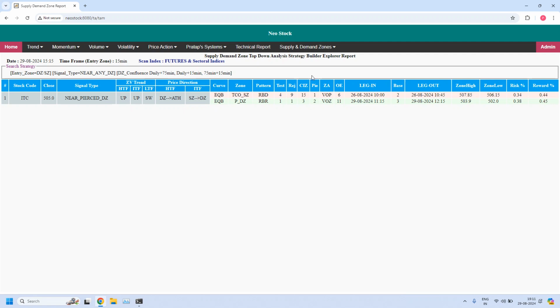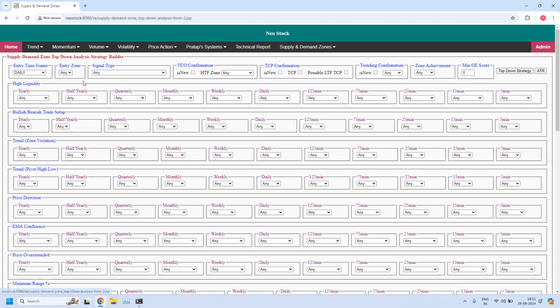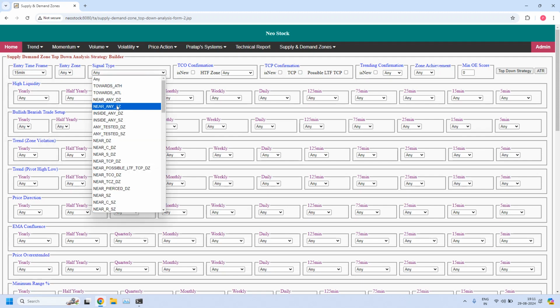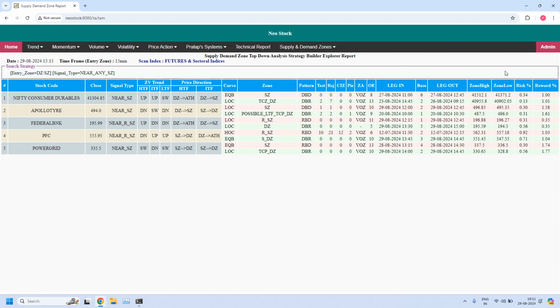Okay, no use. The next report for the 15 minutes time frame, let us find the stocks near the 15 minutes supply zone. 5 stocks are filtered.